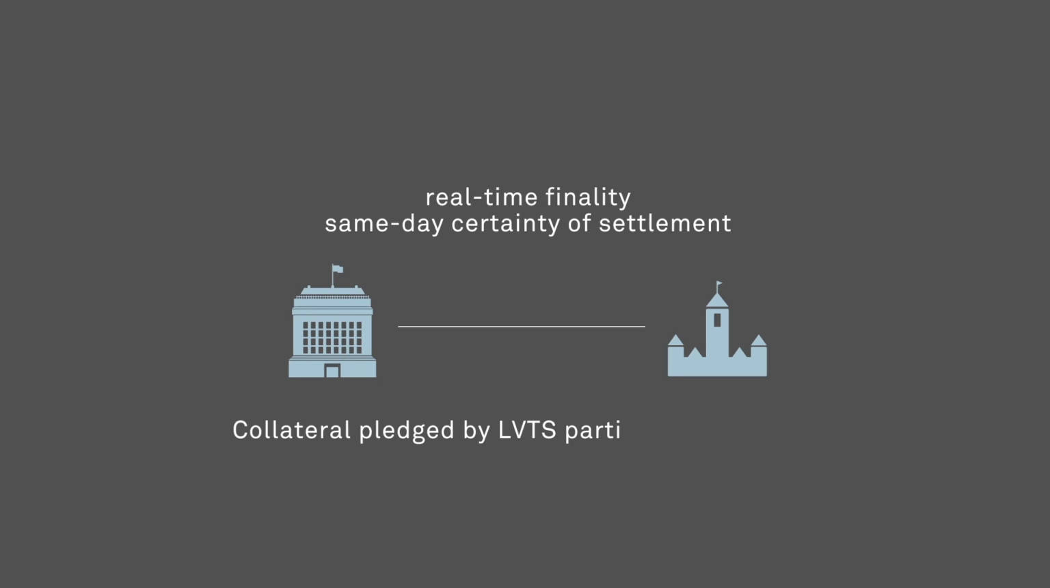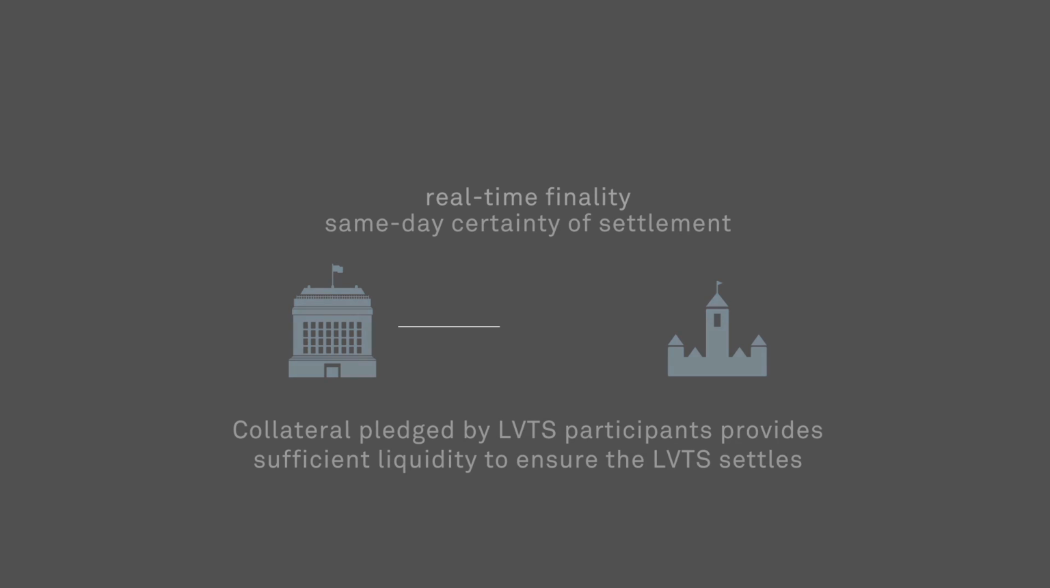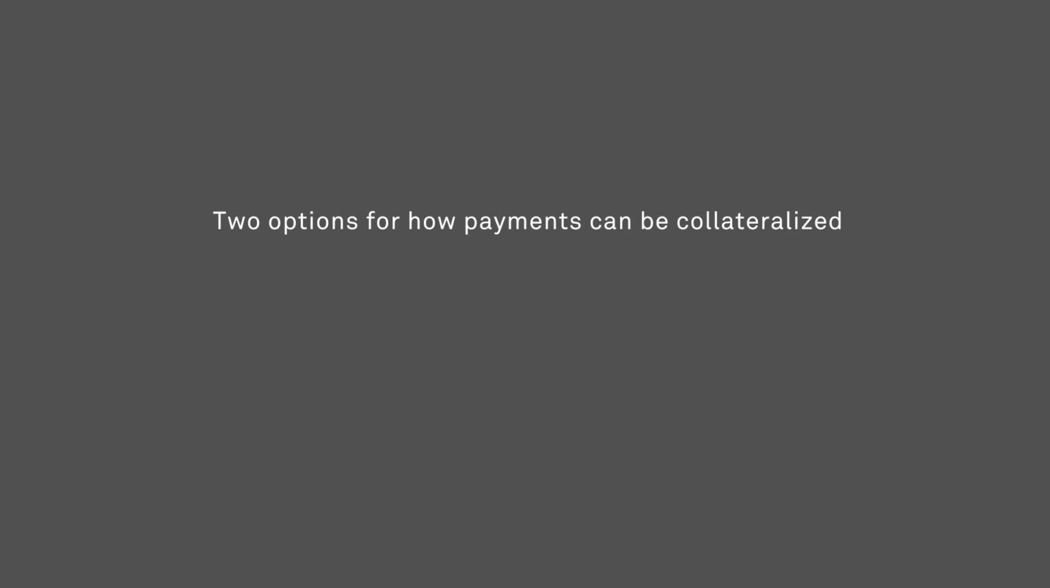The collateral pledged by LVTS participants provides sufficient liquidity to ensure the LVTS settles, even if one of the participants defaults. There are two options for how payments can be collateralized within LVTS.